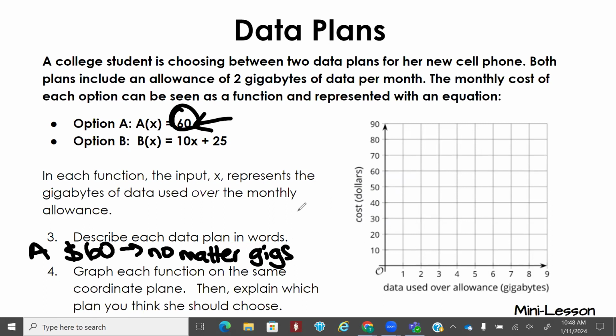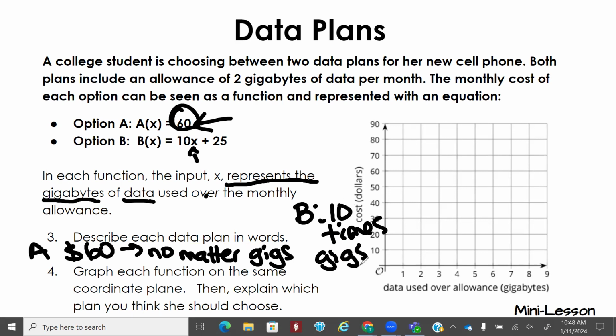All right, on option B, we got X. What does X represent? What does it tell me at the top? The amount of gigabytes. So X represents the gigabytes of data. Okay, so that means that 10 times the gigs plus $25. So it's $10 for every gigabyte plus your 25. Let's actually graph this one. If it's going to be 60 for the entire time, this is what we call a constant function. And so it's just going to be straight across.